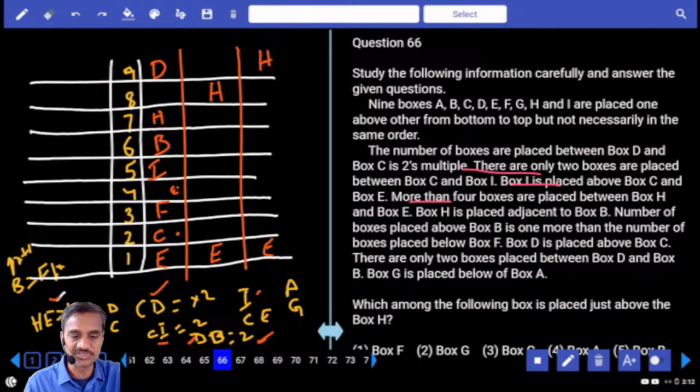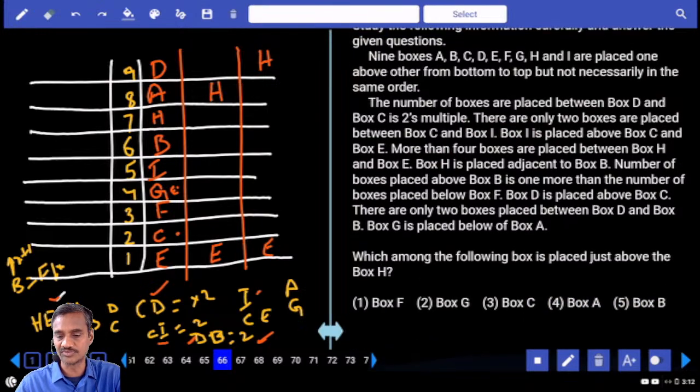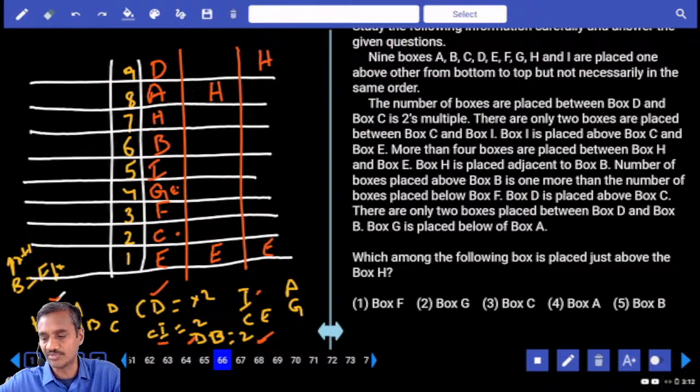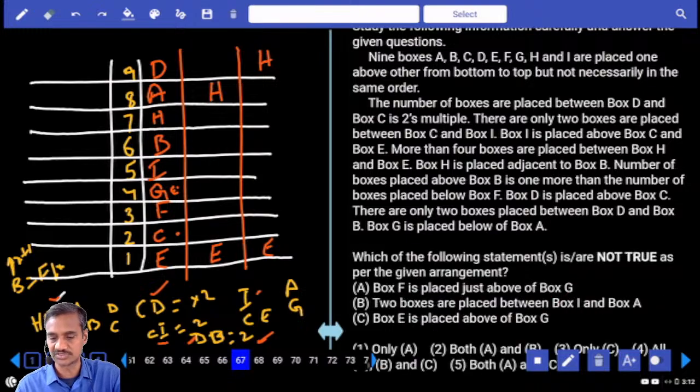I is above C and E, and A is above this. Now A is here, G will be here. Done with this arrangement? Now this is the final arrangement we have. Then which of the following boxes is just above H? Just above H is A, choice 4 for question number 66.